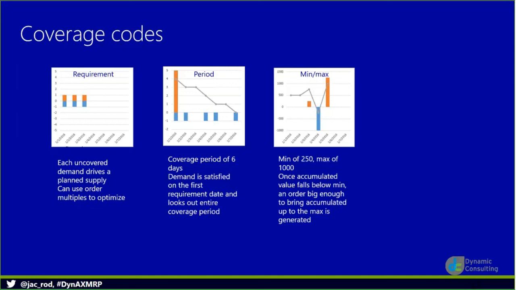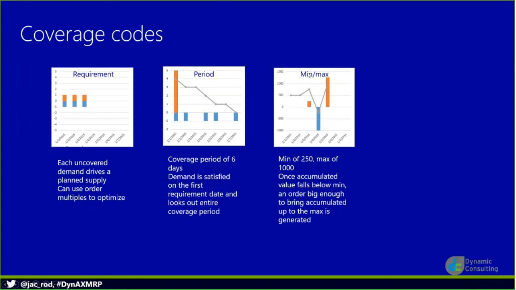So for example, and these slides will be available for download as well, here we have 500 pieces on hand. We have another receipt coming in that brings us up to 750 pieces. And then we have some demand of 1,000 pieces. That brings our accumulated values down to minus 250. And since we have a minimum here of 250 and a max of 1,000, what AX does is, okay, I'm below my minimum of 250. I need to get back to 1,000. So how big does my order have to be? Since I'm minus 250 here, to get to 1,000, the order has to be 1,250 pieces.